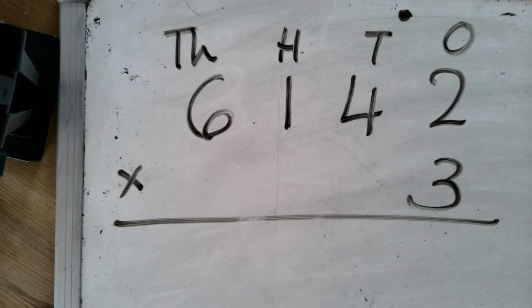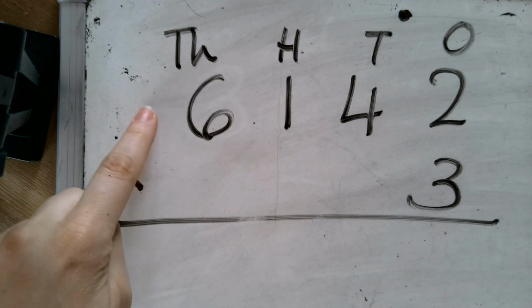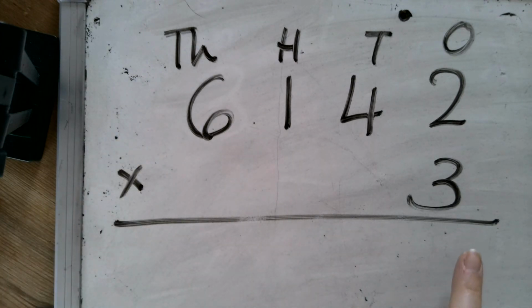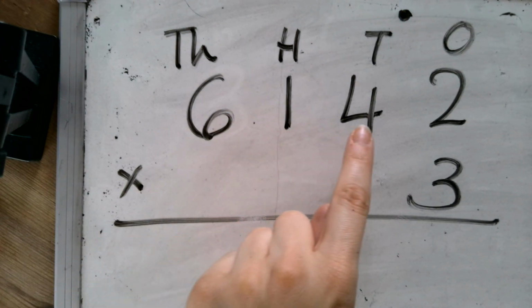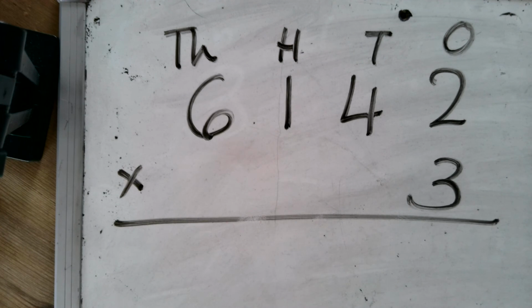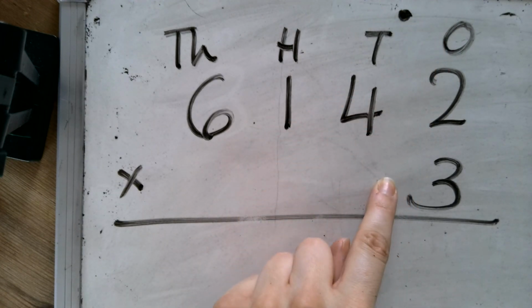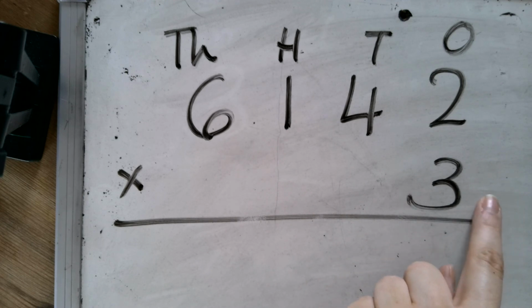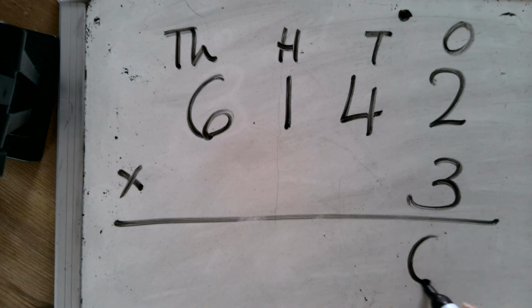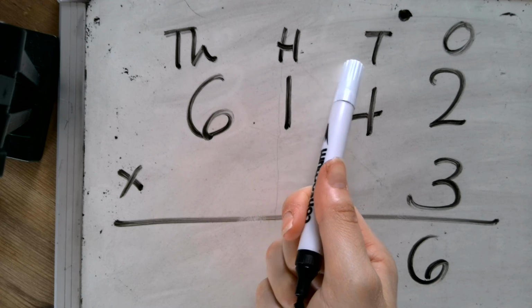Okay, one more example to show you here. I have another 4-digit number and I'm going to multiply it by a 1-digit number. We have 6,142 multiplied by 3, and again I'm going to start in my ones column. 2 multiplied by 3 is 6. Now because there are no tens, I don't have to carry any tens over into this column, so I'm now going to move on to my tens column.